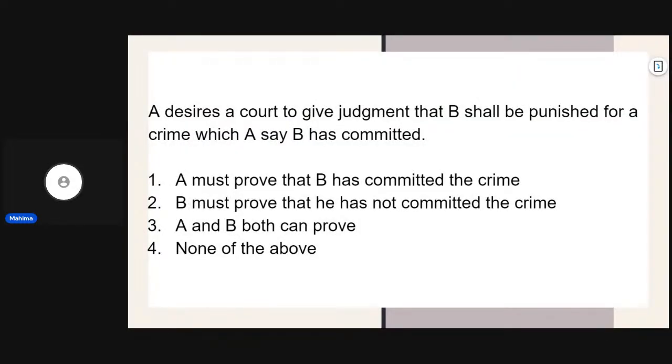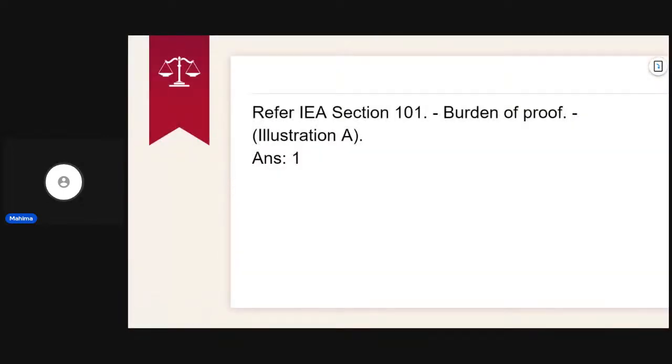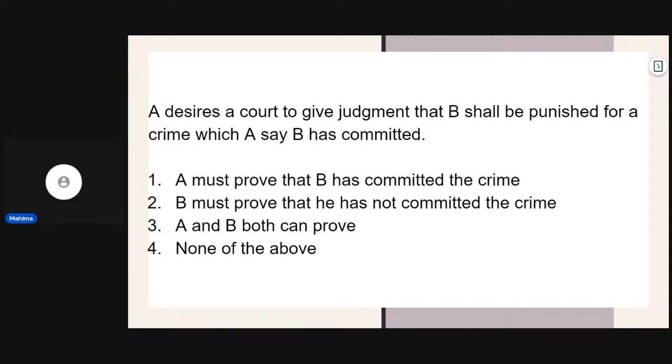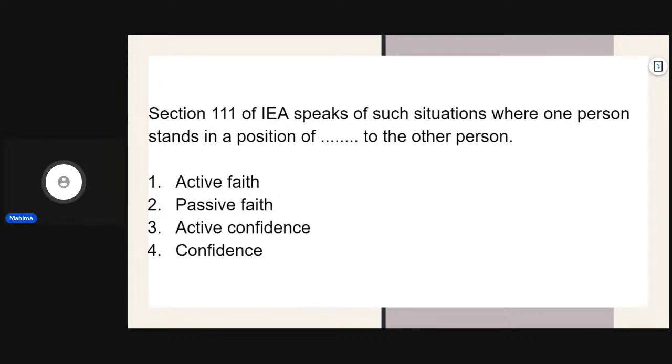A desires a court to give judgment that B shall be punished for a crime which A says B has committed. A must prove that B has committed the crime. A must prove that he has not committed the crime. A and B both can prove. None of the above. Who has the burden of proof? Yes, it is A who has the burden of proof, the one who asserts the fact. So A has the burden of proof in a criminal case. Correct. It is also under illustration A.